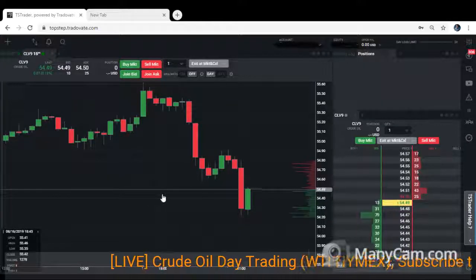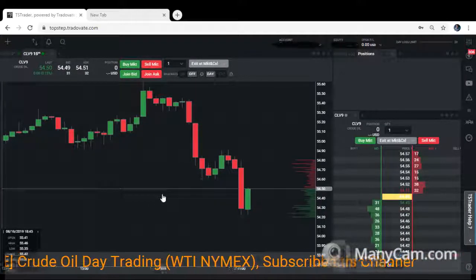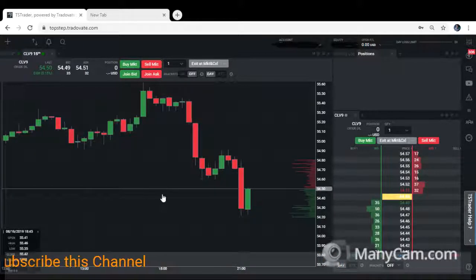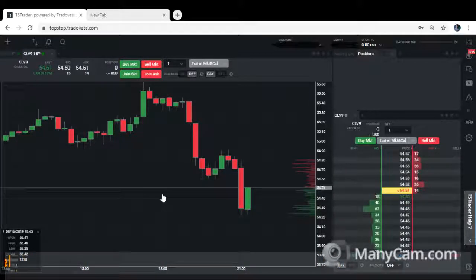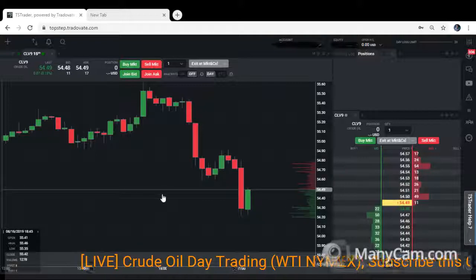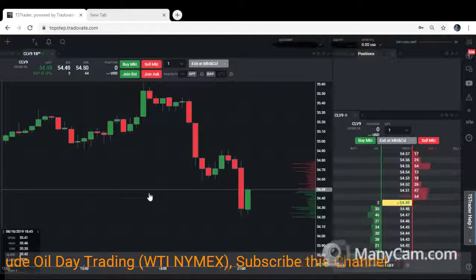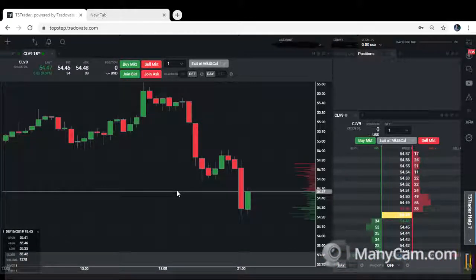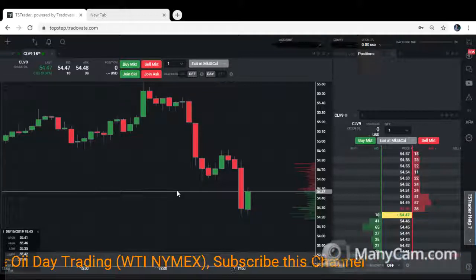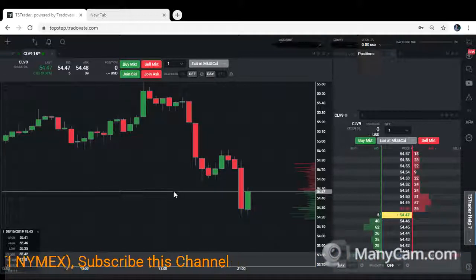Hi traders, today is 16th of August 2019, so we are now live day trading the crude oil market. As you can see, this is the CLV contract, October 2019. So please do change your contract so you can trade at the high volume. Just make sure you are in the right contract. The volume is quite important for the crude oil market. If you are trading on the right volume, you will have better volume capacity.